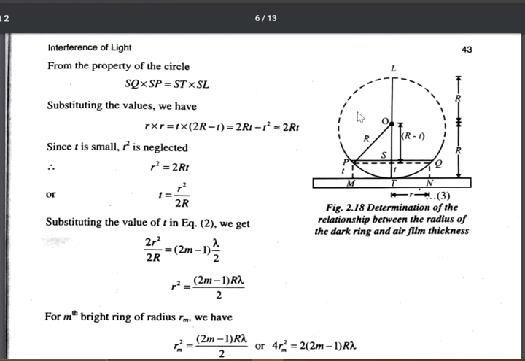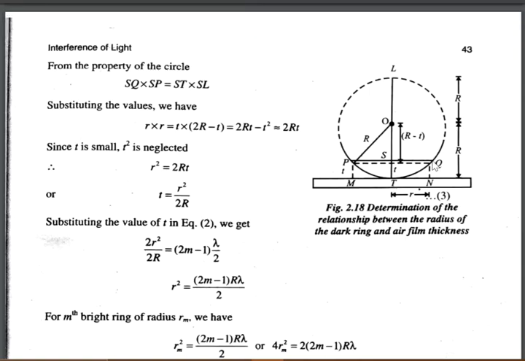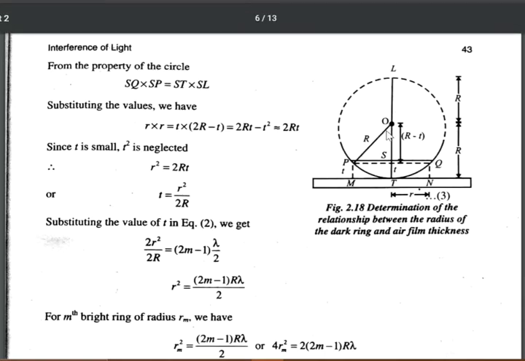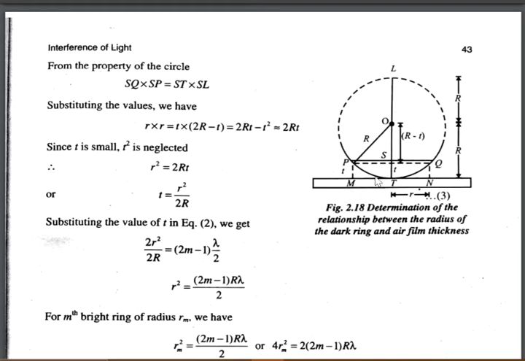I am completing this spherical surface. PTQ is a convex surface of the plano convex lens. If you complete the sphere in dotted line, the radius of this sphere is capital R. So LT is a diameter which is equal to R plus R, 2R, and OP or OQ is equal to R, the radius of curvature, and this is a lower glass plate. This is a plano convex lens.